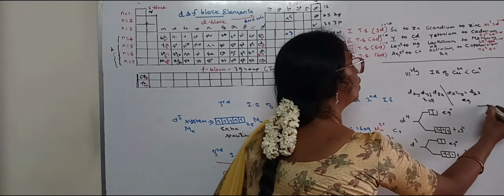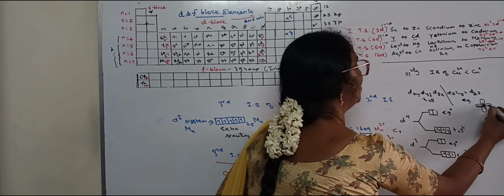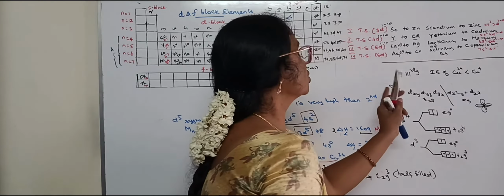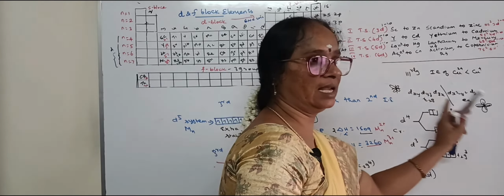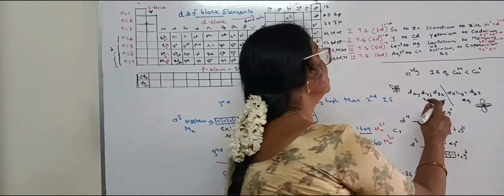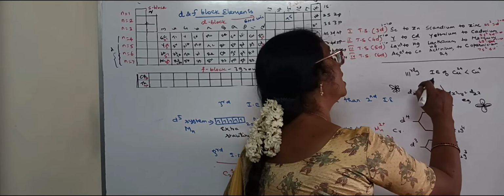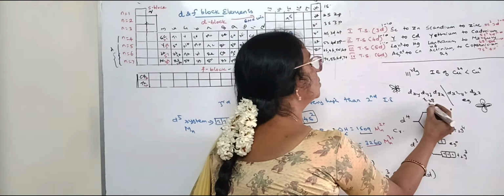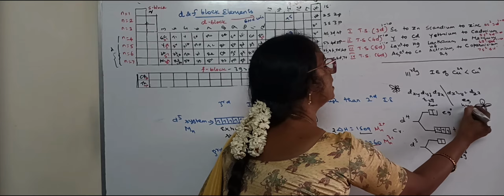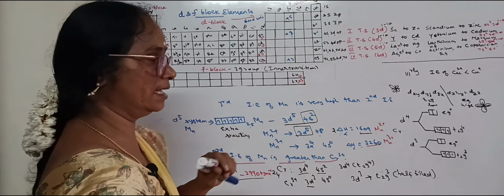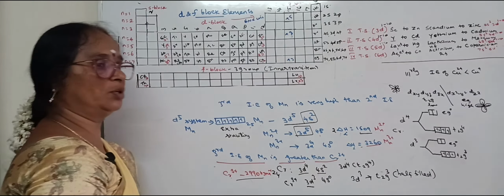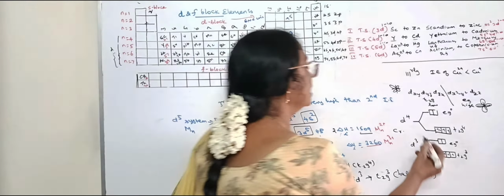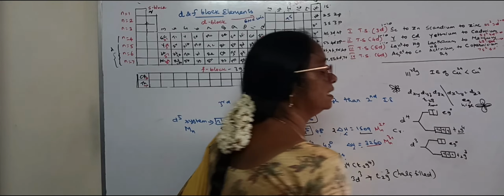In one set, the lobes are along the axes, but in the other, the lobes are in between the axes. Because of the variation in their lobes, we get 2 different types of d orbitals, T2g and EG. Usually the T2g is at low energy and the EG is at high energy. So in chromium, atomic number 24, the d orbital has 4 electrons, and all the 4 electrons are present in the T2g set.